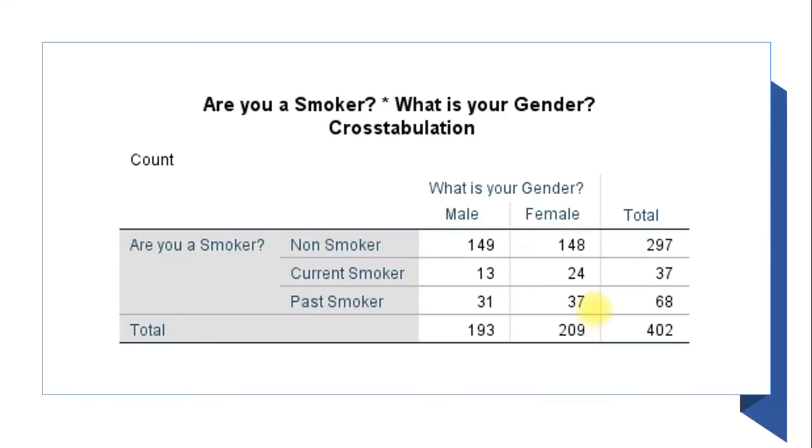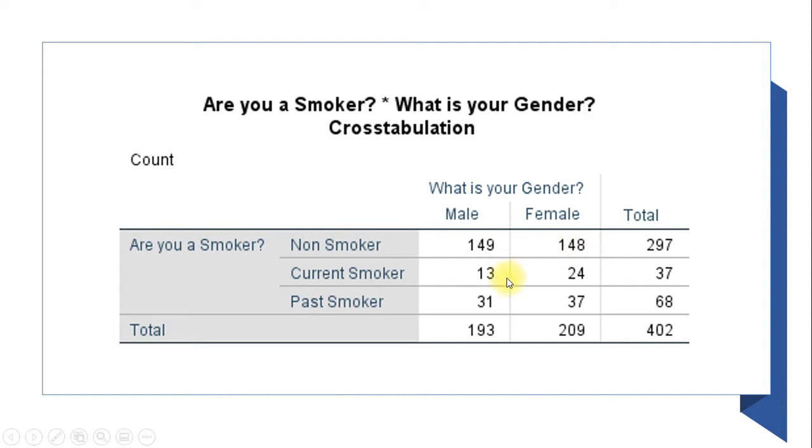Moving ahead, the second output populated by SPSS is the cross tabulation. Here you can see your gender, male and female, in my column. Are you a smoker? These are the three categories. 149 males and 148 females are non-smokers. No difference at all, almost the same.